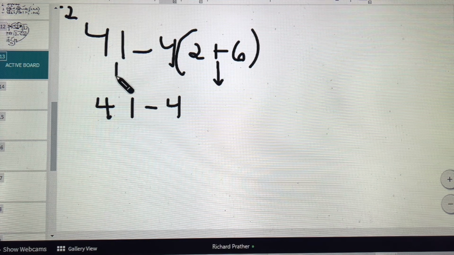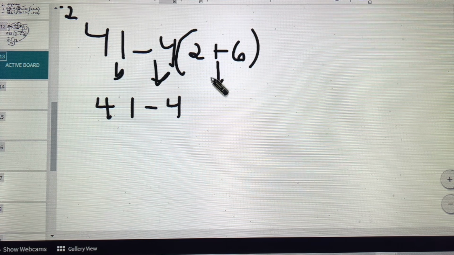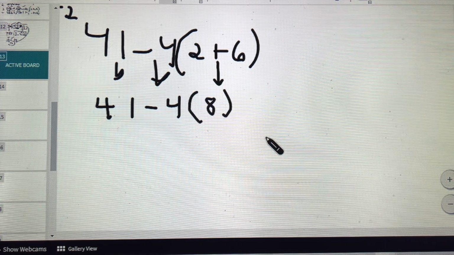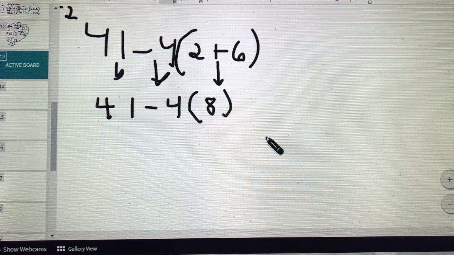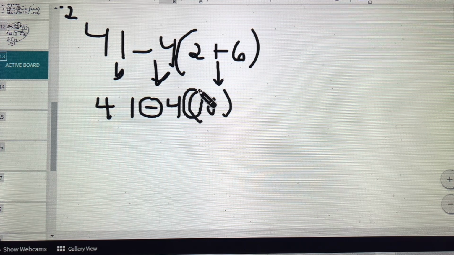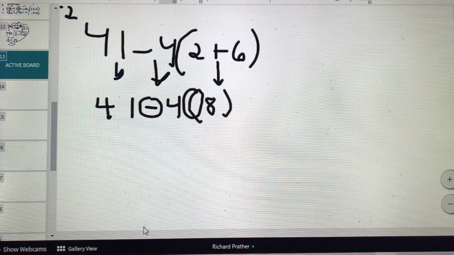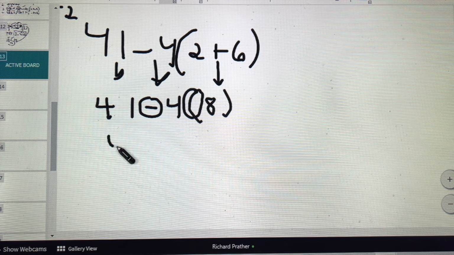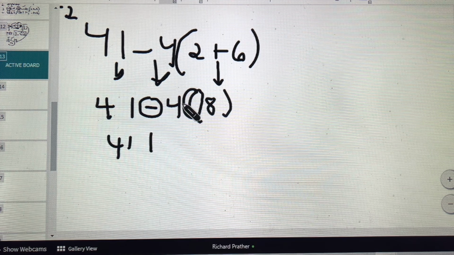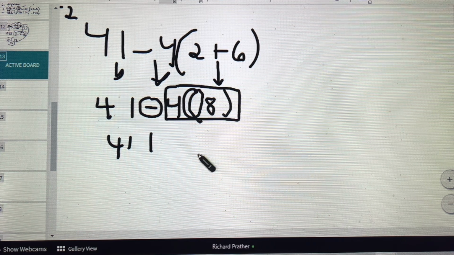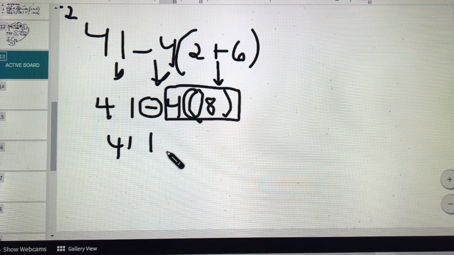So notice I rewrote everything else. 2 plus 6 is 8. Had to do that first. So there's 2 things left. There's a subtraction, and this is understood to be multiplication. Well, multiplying definitely comes before subtracting unless there's parentheses. So I'm definitely not going to do the subtracting yet. Rewrite that. Put a box around what you're doing. I'm doing 4 times 8, which is 32.